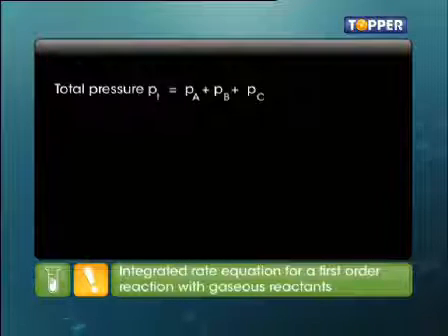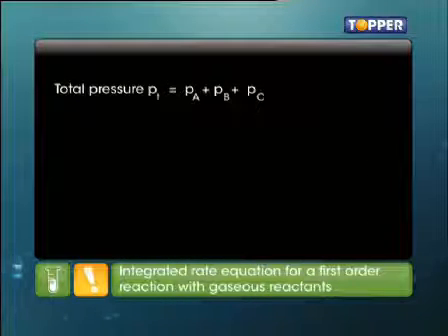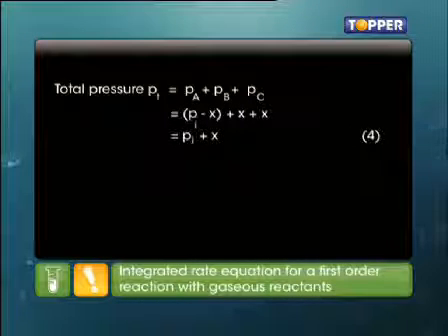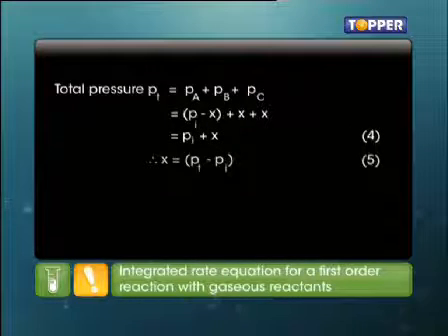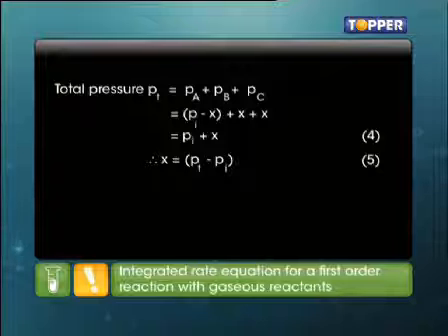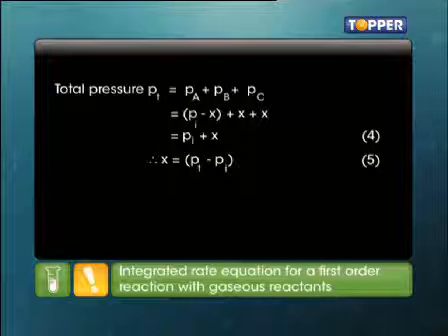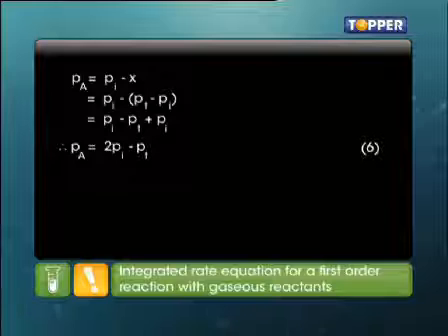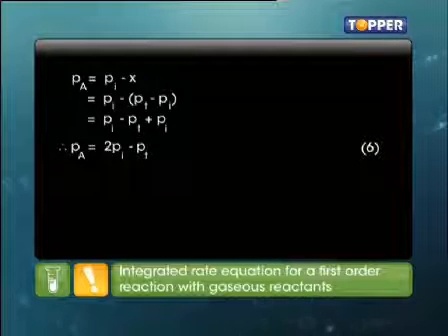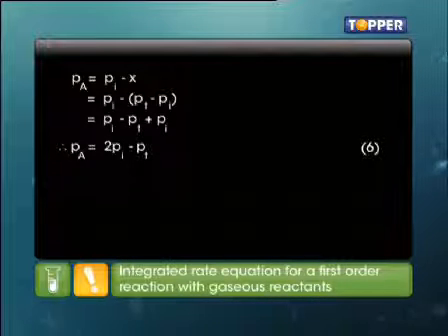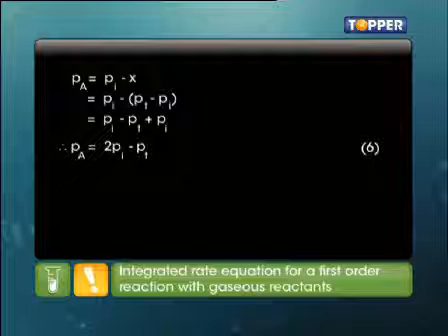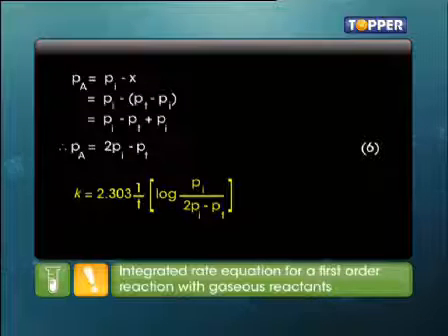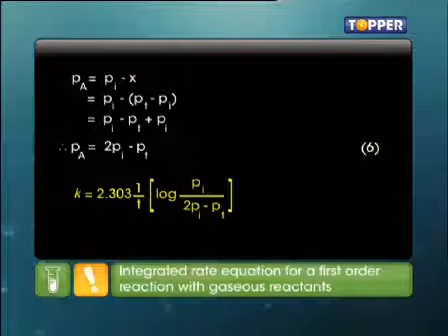Now let's calculate Pa. Total pressure is given by equation 4, which on rearrangement gives equation 5. Using the value of Pa from equation 6 in equation 3, we get the integrated rate equation for a first order reaction with gaseous reactants.